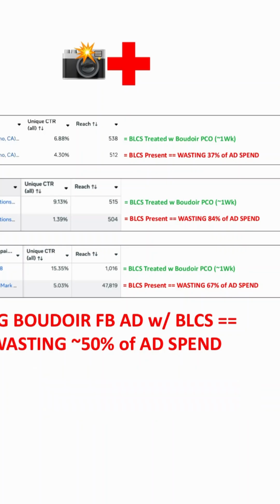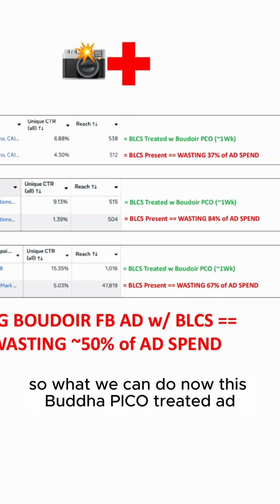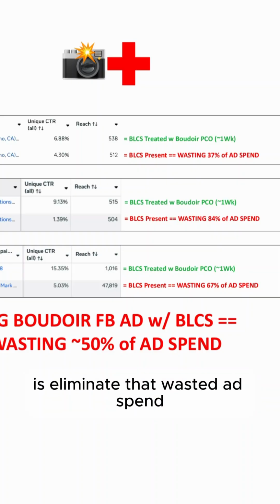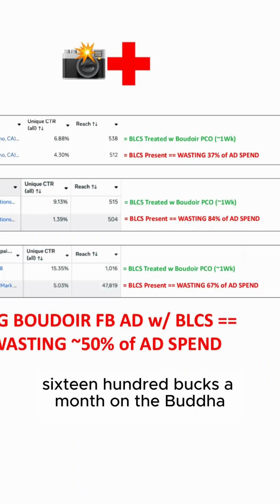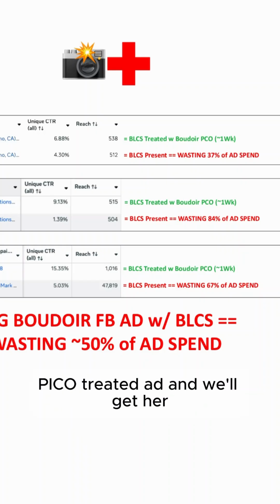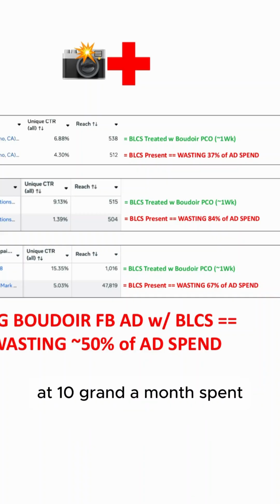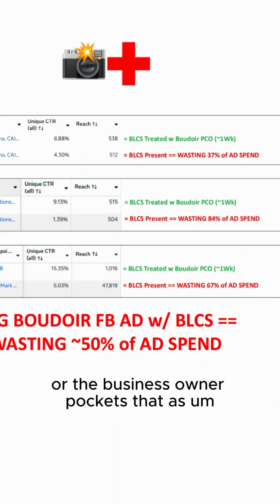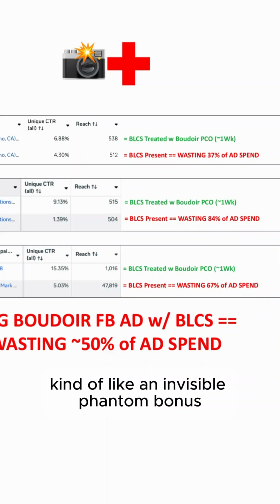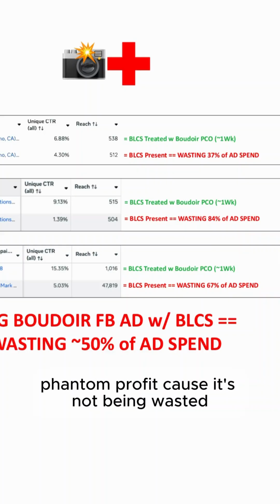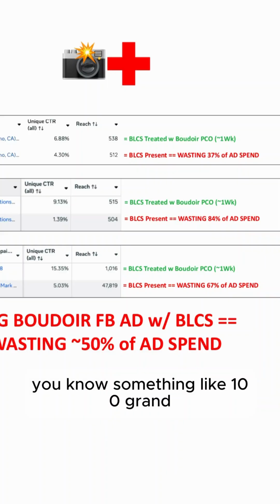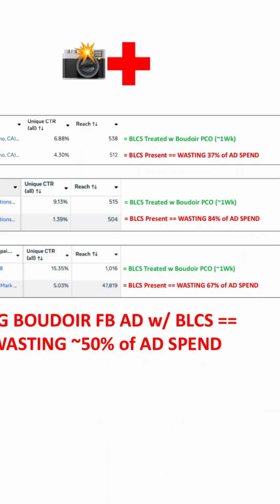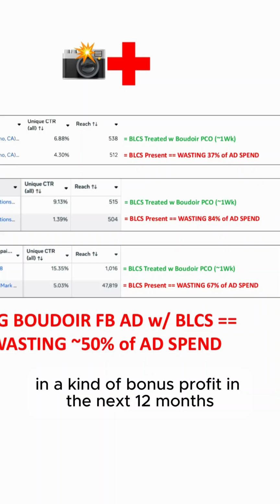So what we can do now with this Boudoir Pico treated ad is eliminate that wasted ad spend and only spend the difference, $1,600 a month on the Boudoir Pico treated ad, and we'll get our ad into the same number of women's brains as the original at a 10 grand a month spend. So massive gains there, and we pocket that $8,400, or the business owner pockets that as kind of like an invisible phantom bonus, phantom profit, because it's not being wasted. It's literally something like 100 grand in kind of bonus profit in the next 12 months.